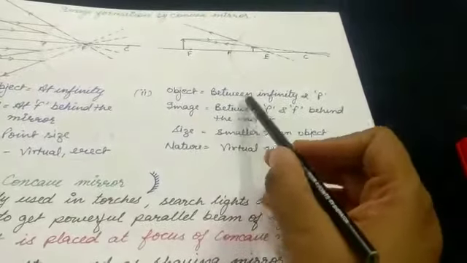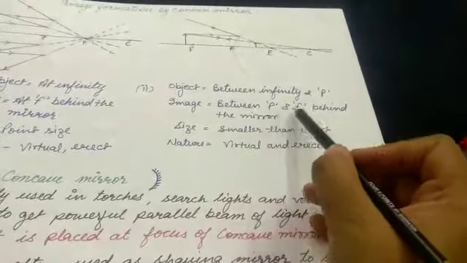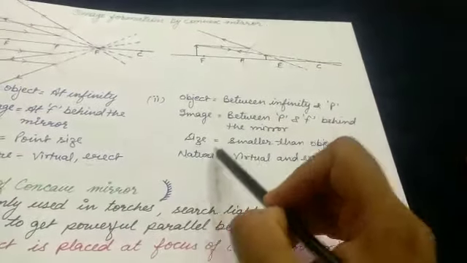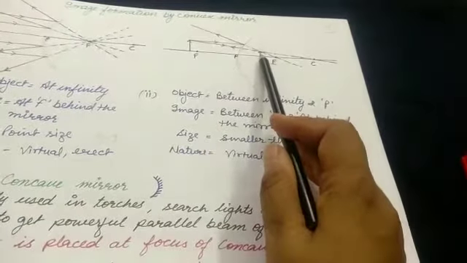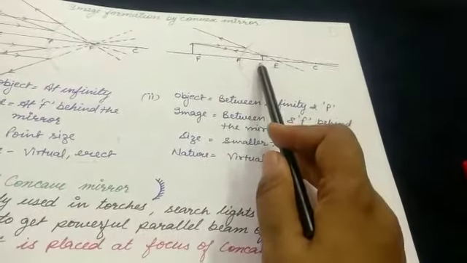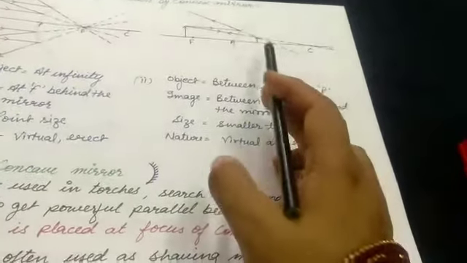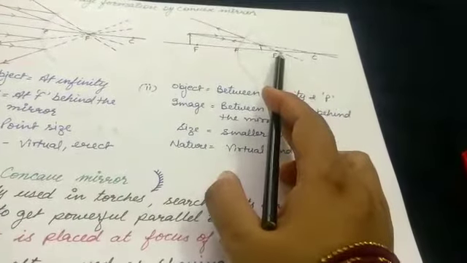Object is between infinity and pole. The image will always form between pole and focus point, behind the mirror. The size of the image will always be smaller than the object. And the nature, again, these are not the real light rays. These are imaginary lines.